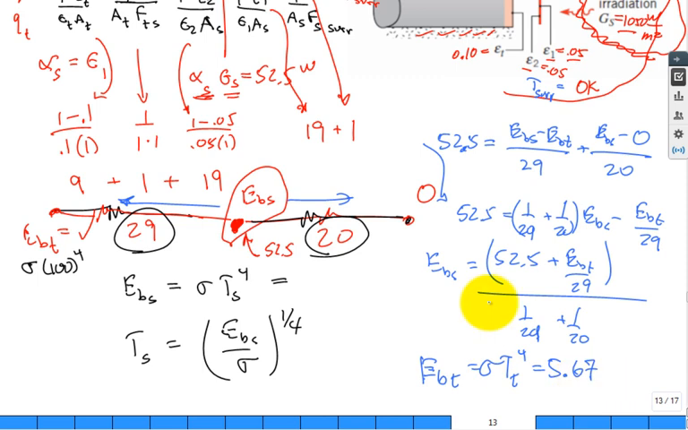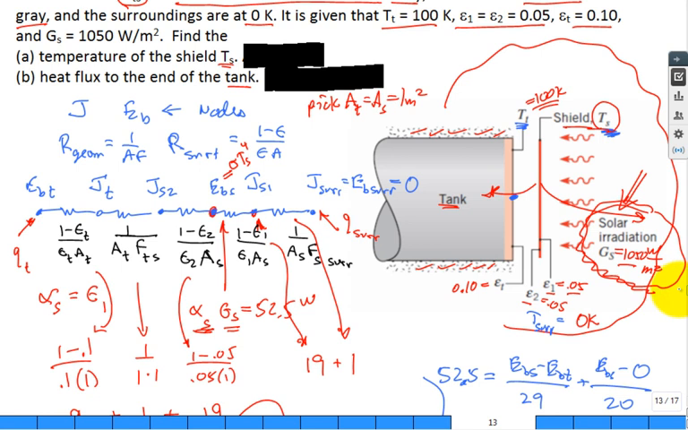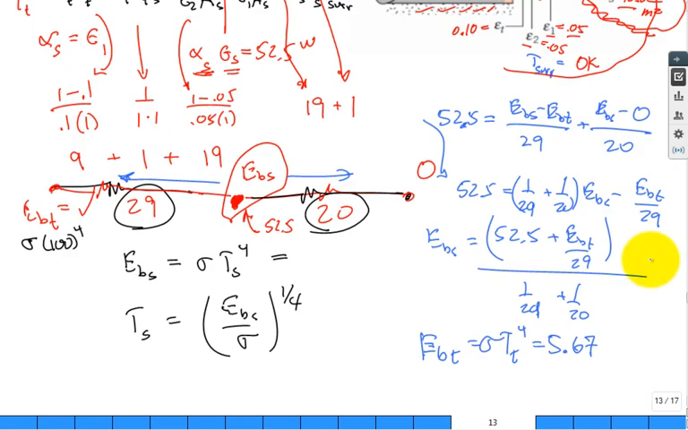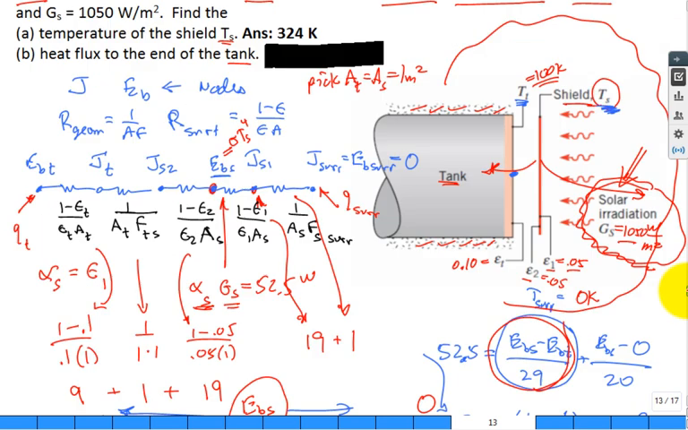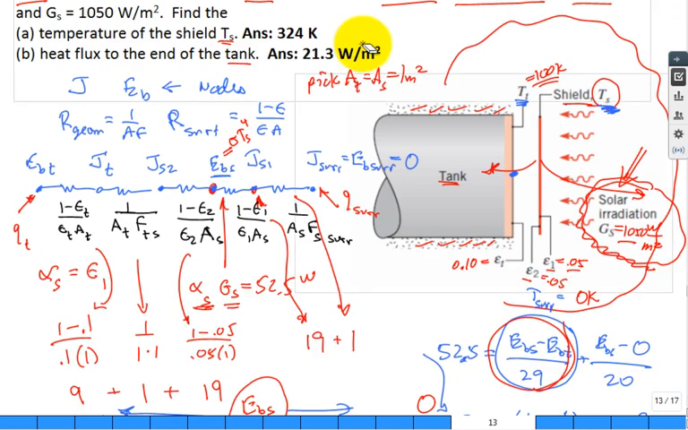So that allows us to calculate EB of the shield. Then you calculate the temperature of the shield. You come up here, the temperature of the shield is 324 Kelvin. What's the next part? What's the heat flux? Well, since you calculated this and you know the resistances, you just go back and say, what is the amount that went toward the tank? You picked an area of 1. So basically, that's trivial. Getting the temperature of the tank is hard. And you find that 21.3 watts per meter squared.